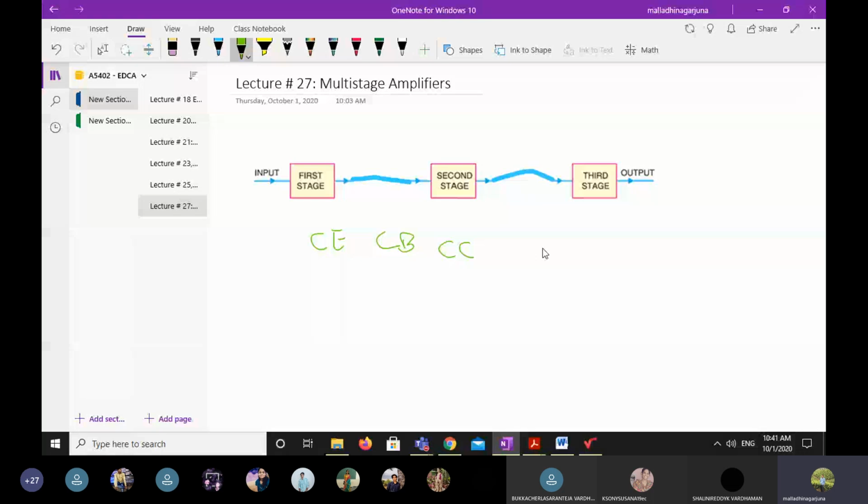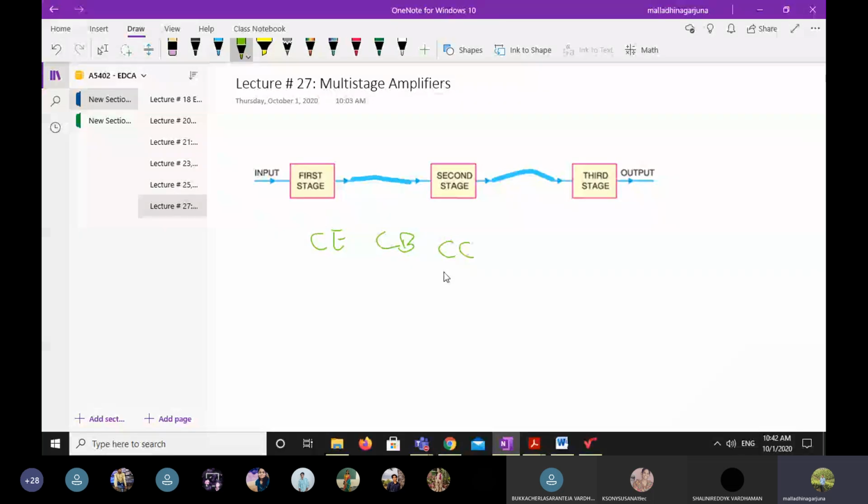Even if you take 100 stages or 1,000 stages, they will be a combination of only CE, CB, and CC. Why? Because we have only three different amplifiers: the common emitter amplifier, the common base amplifier, and the common collector amplifier. Even 10 or 20 stages will be designed using only CB, CE, or CC, or a combination of them.